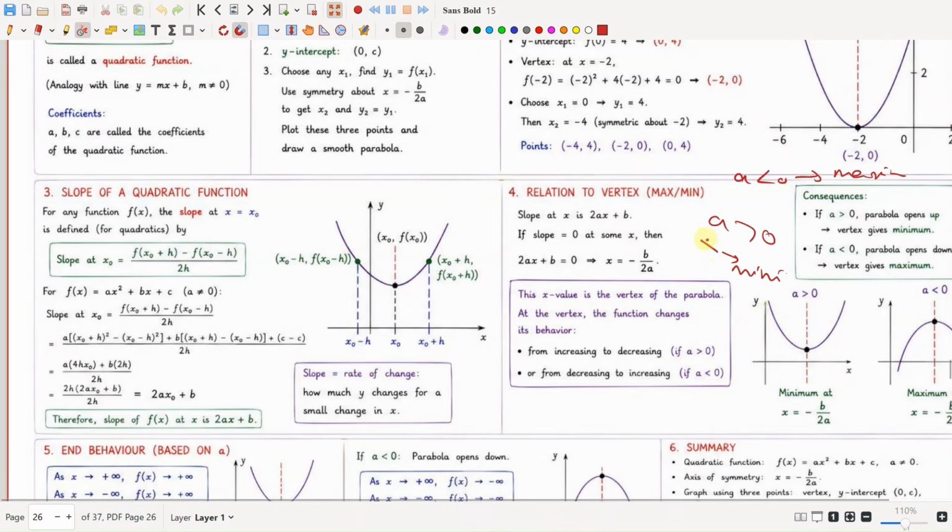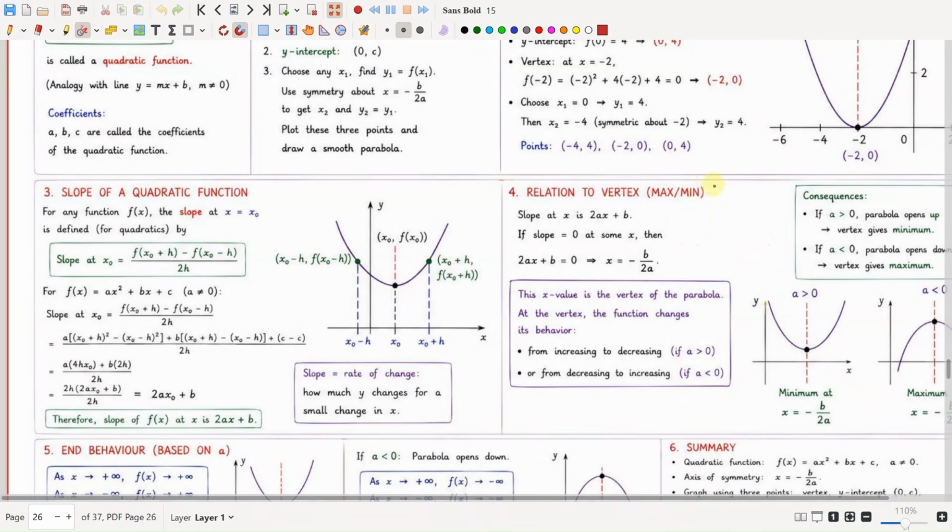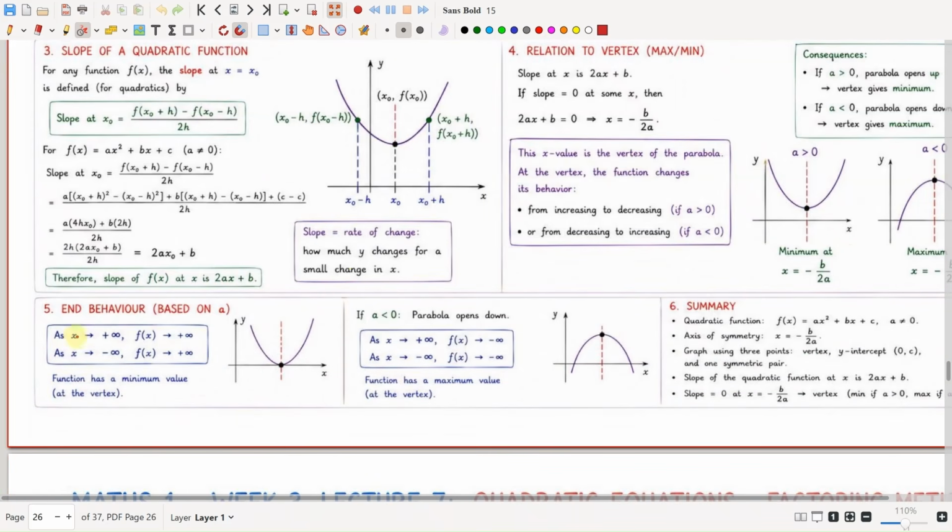So if a is greater than 0, the parabola opens upwards, and if a is less than 0, the parabola opens downwards. These are all the things you have to remember while plotting a quadratic parabola. If x tends to plus infinity, then f of x will also tend to plus infinity, and if x tends to minus infinity, f of x will also tend to plus infinity. This condition is for a greater than 0. If a is less than 0, if x tends to infinity, then f of x will tend to minus infinity, and if x tends to minus infinity, f of x will also tend to minus infinity.